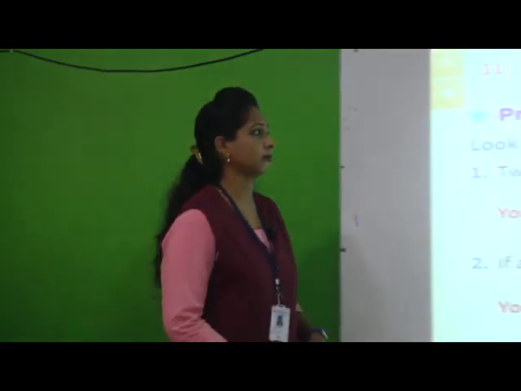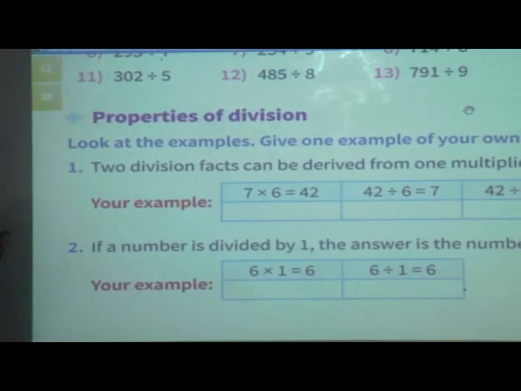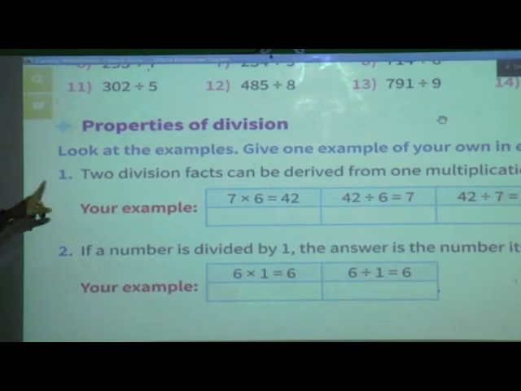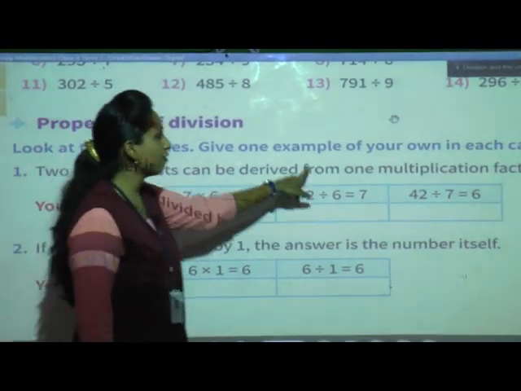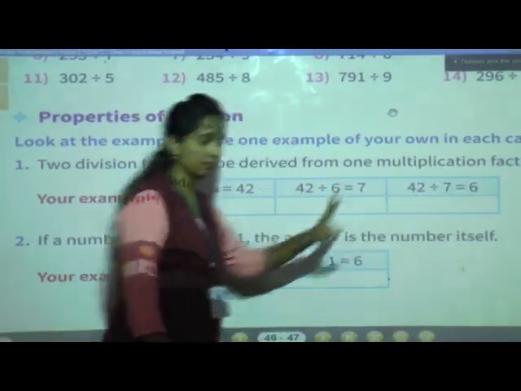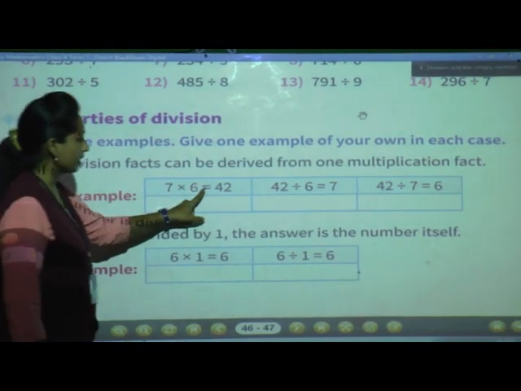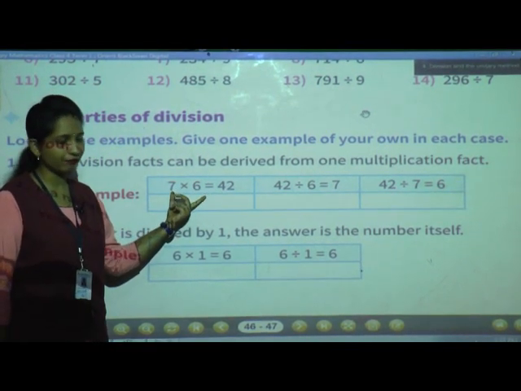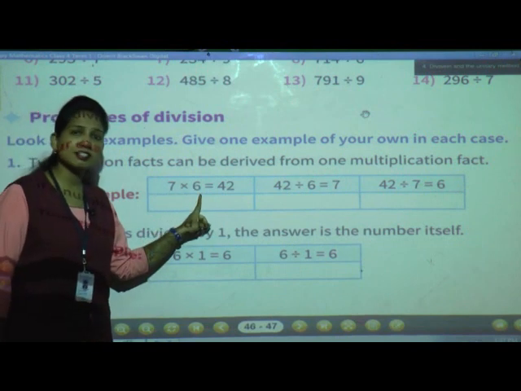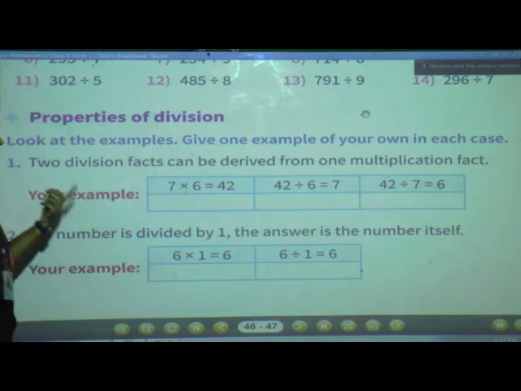Let's have a look. See, there are 4 division facts. We will see them one by one with examples. First, 2 division facts can be derived from one multiplication fact. For example, 7 multiplied by 6 is equal to 42. This is one multiplication fact, meaning 7 sixes are 42. So one multiplication fact can give 2 division facts.